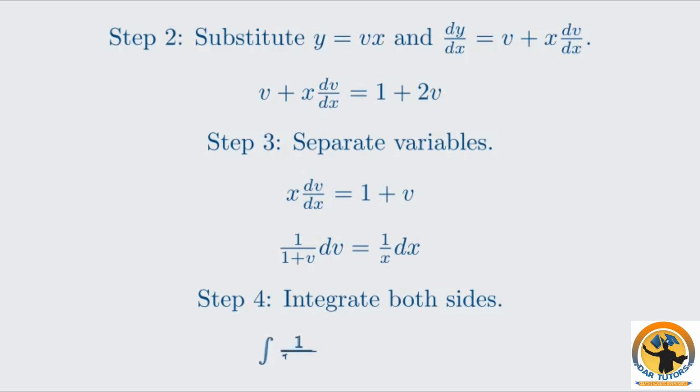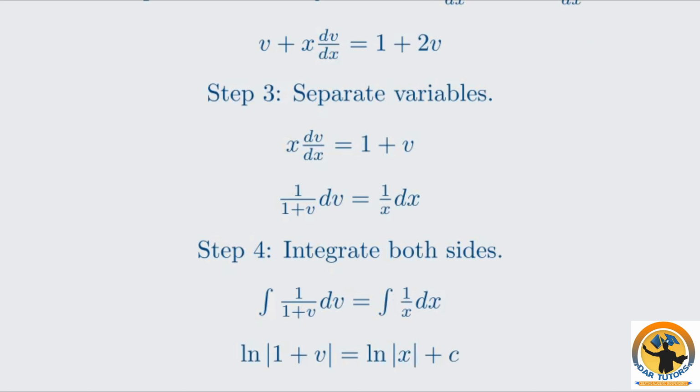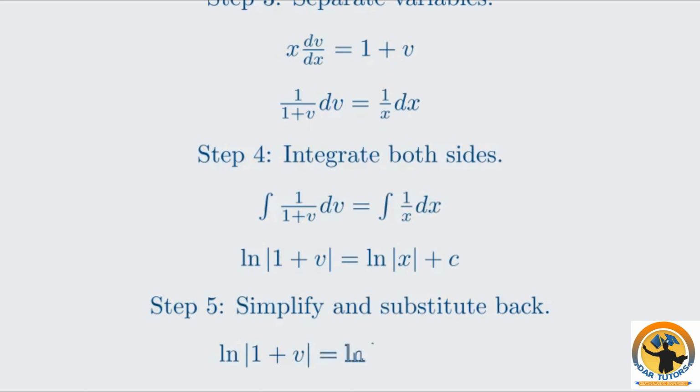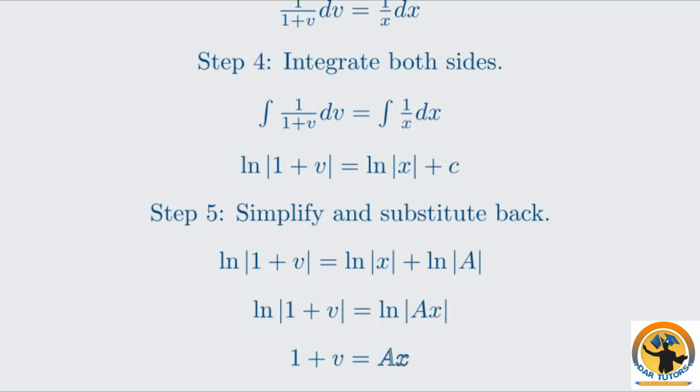Now we integrate both sides. The integral of 1 over 1 plus v is the natural logarithm of the absolute value of 1 plus v. The integral of 1 over x is the natural logarithm of the absolute value of x. We add a constant of integration. To simplify, we can write the constant c as the natural logarithm of some constant a. Using logarithm properties, we combine the terms on the right to get ln of a times x. Exponentiating both sides gives 1 plus v equals a times x.